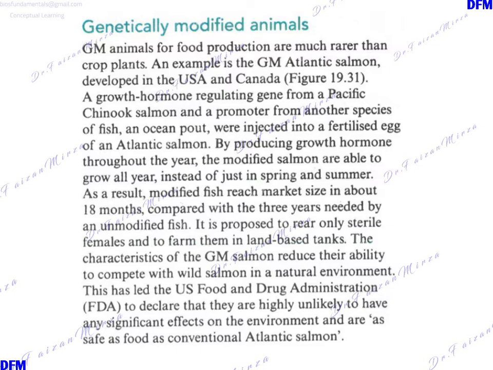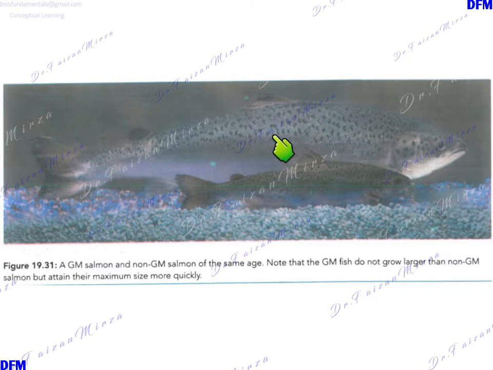Advances have been made now that we have genetically modified animals as well, and animals which can be a source of food. For example, you can see this is the salmon, and this is a genetically modified salmon. Just compare the size. This is the size of the naturally occurring salmon and the size of the genetically modified salmon. They both have a very different size. So what's happening? The genetically modified salmon grows very fast, and it attains the full size in a shorter span of time as compared to the naturally occurring or wild type, non-genetically modified salmon.